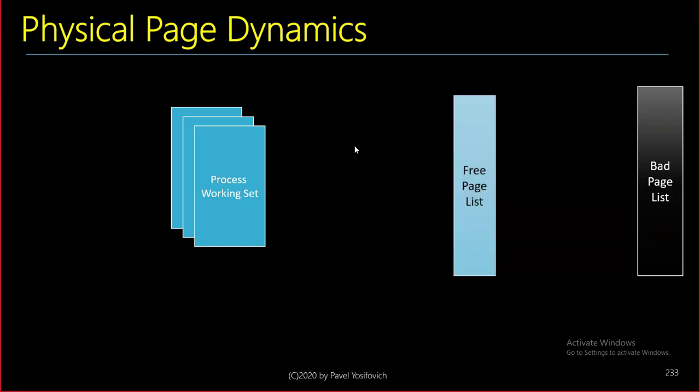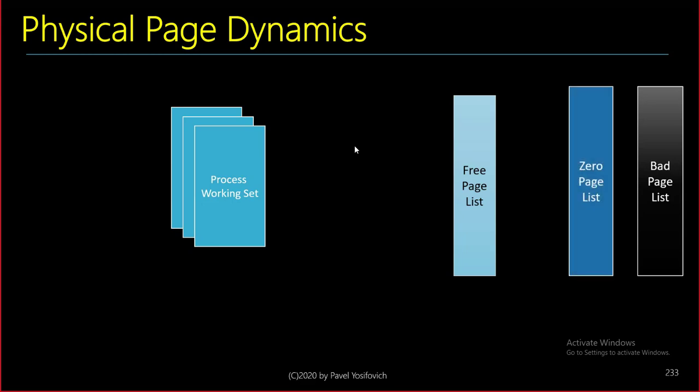And then we have a list called the free page list. The free page list contains pages that are free to use, so they don't belong to anyone at this point, and their content is garbage. There's just junk in these pages. And then we have another list called the zero page list. The zero page list is used to store pages that are free to use, so they don't belong to anyone, but they're all filled with zeros.